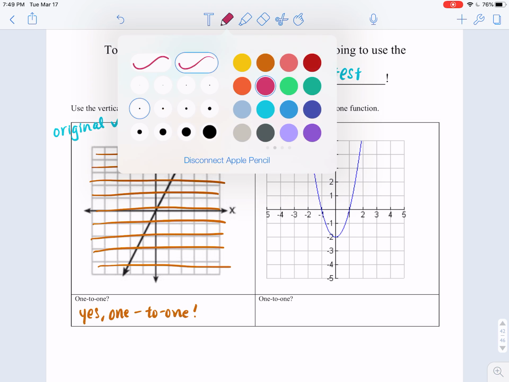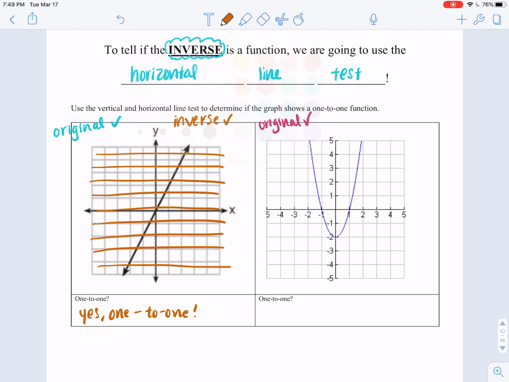Now we're going to use the horizontal line test. Oh snap, look at that. I touch my graph at two points using the horizontal line test, which means that my inverse is not a function. Since my inverse is not a function, no, this is not one-to-one. What do we call this? We call this many to one.